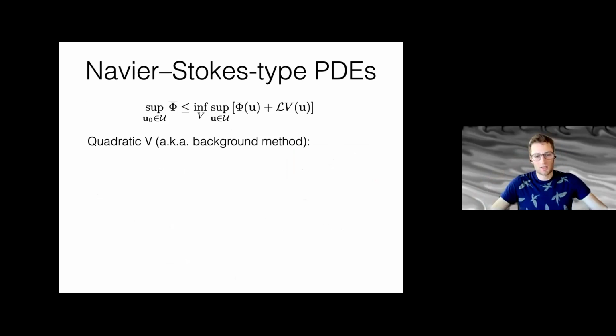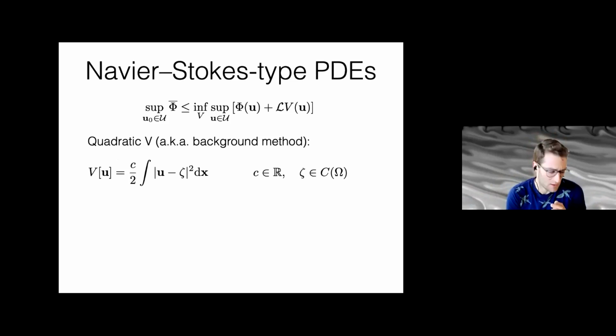For Navier-Stokes type PDEs, what people have traditionally done is chosen V to be a quadratic functional, and this goes by the name of the background method. Now, when showing stability, our only option was for V to be the energy because we couldn't have constant or linear terms. Here, there's some benefit to having a linear term as well, right?